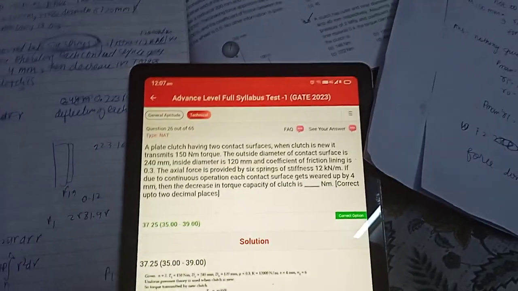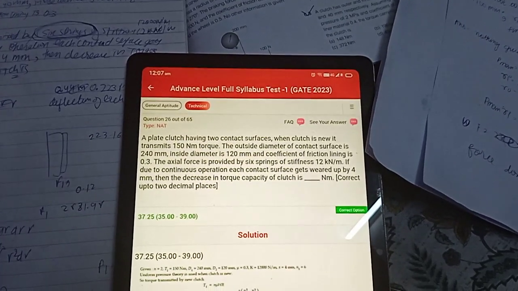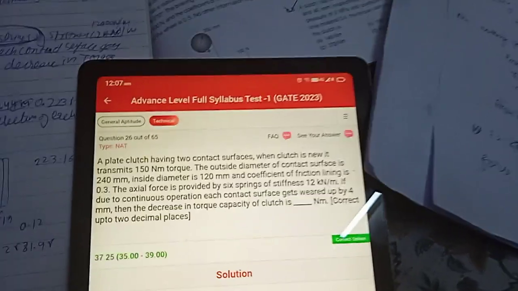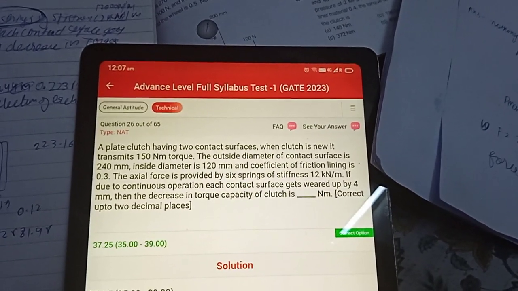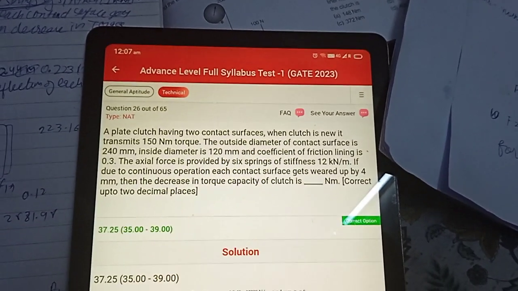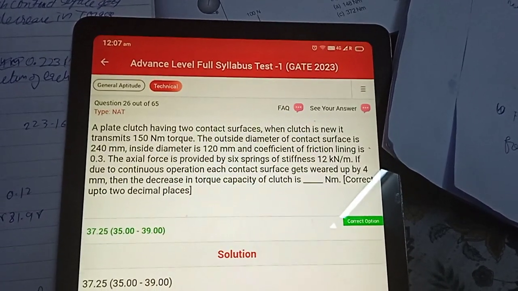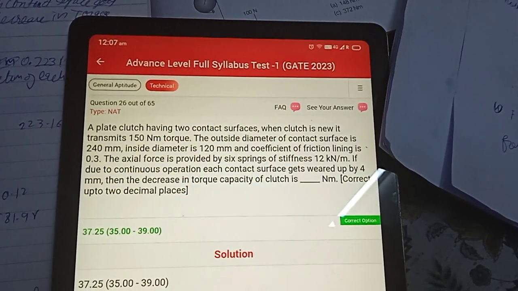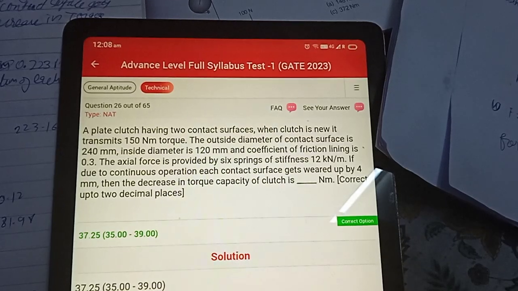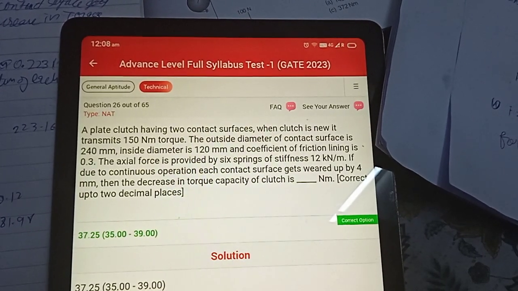So this is the Made Easy plate clutch question, which was of 2 marks. Understand this question, because it is different from what we have usually studied. A plate clutch is a friction clutch having two contact surfaces, meaning n is equal to 2.